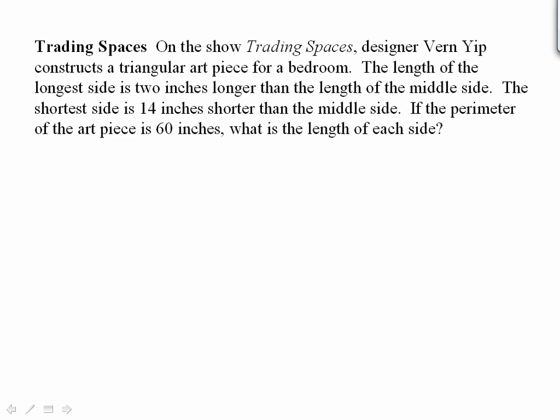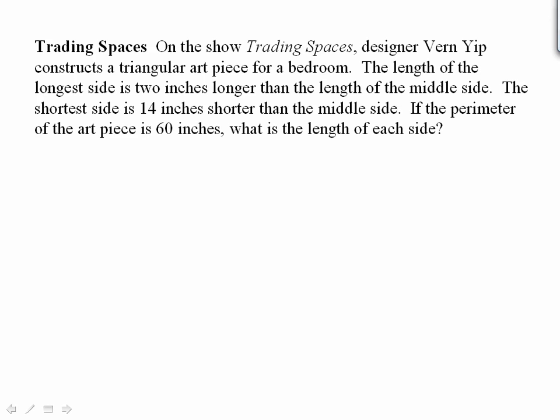On the show Trading Spaces, designer Vern Yip constructs a triangular art piece for a bedroom. The length of the longest side is 2 inches longer than the length of the middle side. The shortest side is 14 inches shorter than the middle side. If the perimeter of the art piece is 60 inches, what is the length of each side?